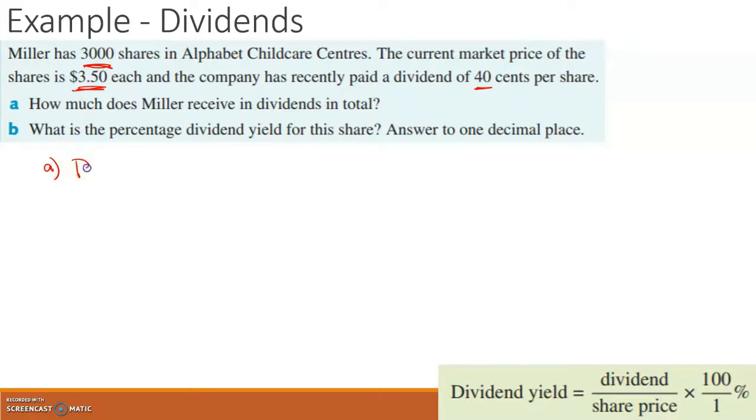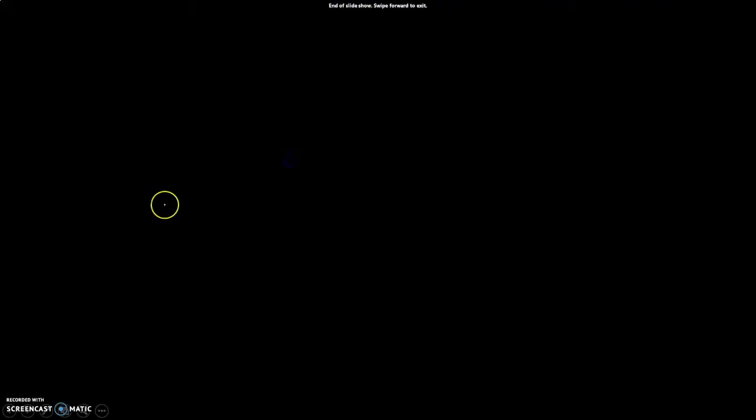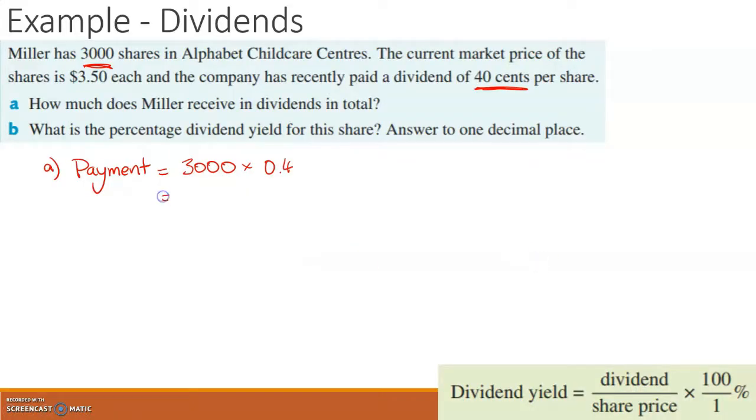So his payment is going to be equal to the number of shares he owns, the 3,000 shares, multiplied by the dividend payment that they're making. And here it says they're making $3.50 each. Oh, sorry, that's the market price of the shares. They're paying a dividend of 40 cents per share. So that means it's 3,000 shares times 40 cents per share. So 3,000 times 0.4 is $1,200. So he gets 40 cents per share. He owns 3,000 of them, so he gets $1,200.